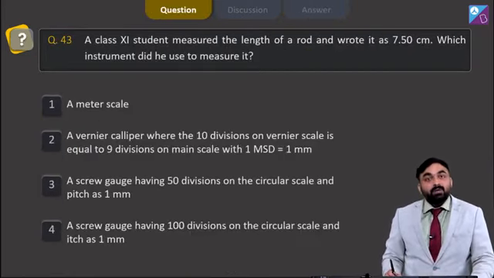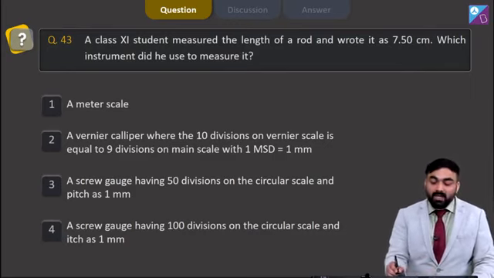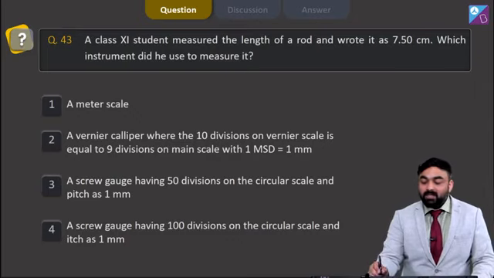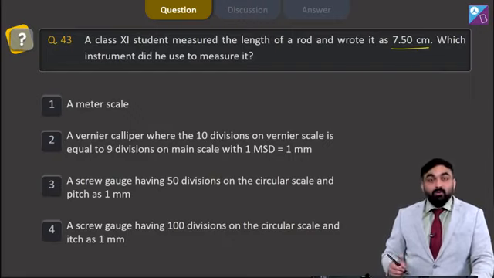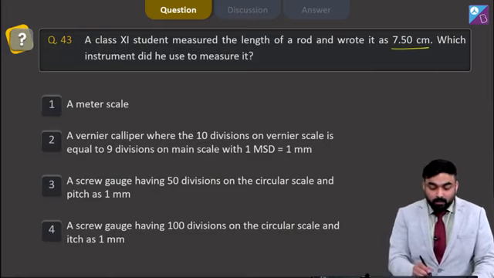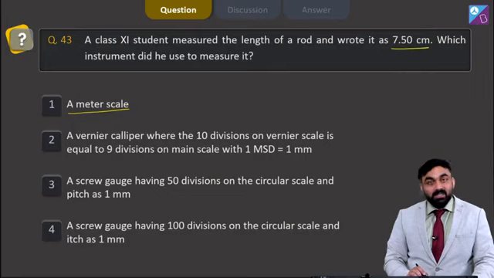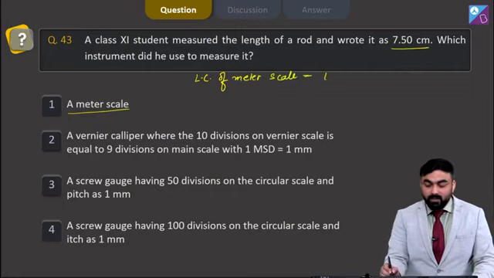Moving on to question number 43, which says, a class 11 student measured the length of a rod and wrote it as 7.50 centimeter. Which instrument did he use to measure it? So we need to calculate the instrument that he used to measure the value. Option number 1 is meter scale. We know that the least count of meter scale is 1 mm.